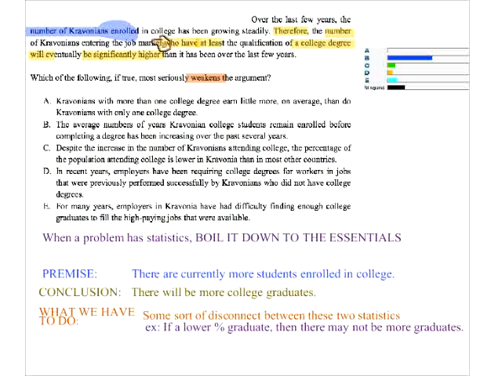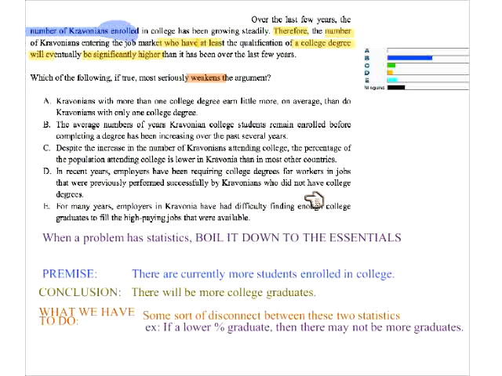Someone else said it might be that the number of available jobs were more than candidates. That doesn't matter, actually. This argument has nothing to do with how many jobs there are, so we don't care. The argument is just about how many people will be in the labor force. It's not about the number of jobs.